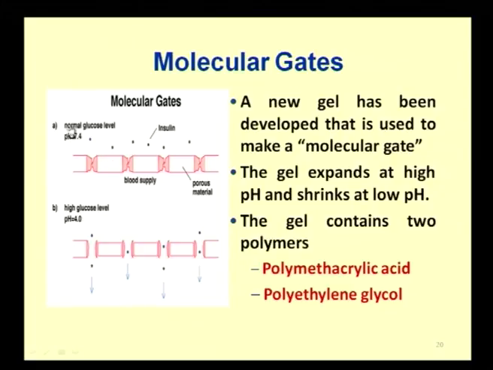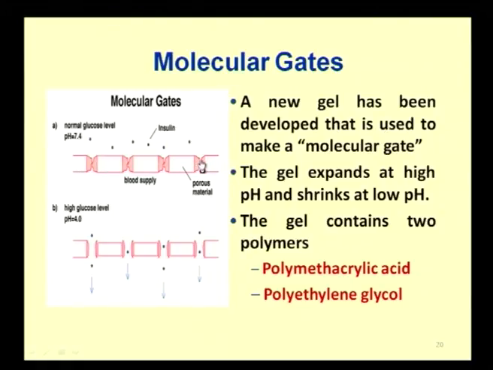So, this is the picture of a normal glucose level where the pH is going to be 7.4, very close to neutral, and let me say the insulin drug is available here, which is contained within the molecular gates, and this gel represents the molecular gate. You have the blood supply outside, that is in our body, and this is supposed to be a porous material.